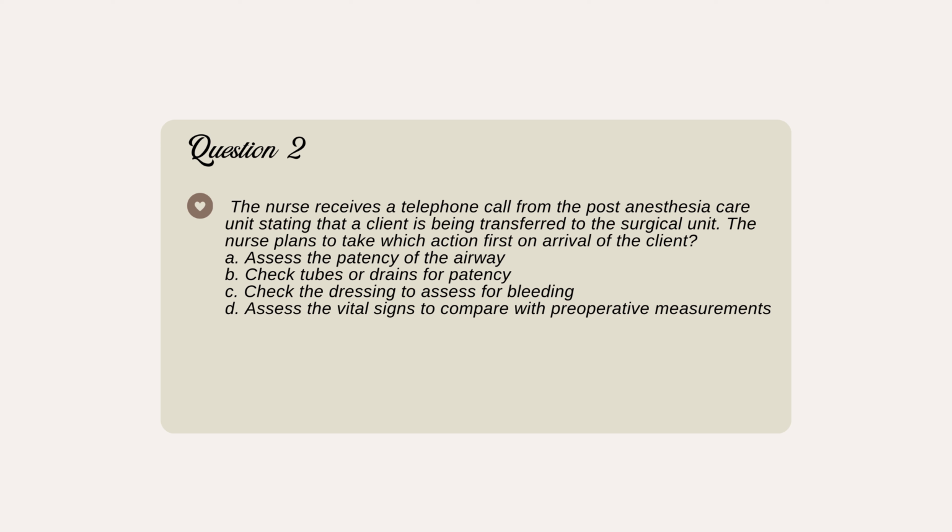Question number 2. The nurse receives a telephone call from the post-anesthesia care unit stating that a client is being transferred to the surgical unit. The nurse plans to take which action first on arrival of the client? A. Assess the patency of the airway. B. Check tubes or drains for patency. C. Check the dressing to assess for bleeding. D. Assess the vital signs to compare with preoperative measurements.